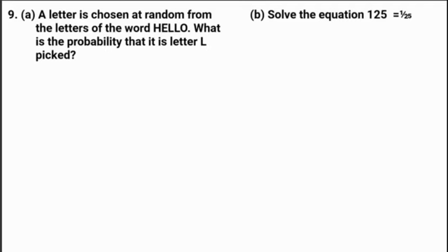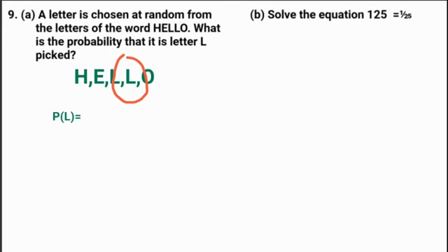So what we're going to do is rewrite this word. Now we won't write it as an entire word, we're going to write it as letters. So we're going to write it like this. As you can see, the word hello has got 5 letters. Now we are asked to find the probability of picking letter L. So from these letters we're going to identify the number of L's in this word. As you can see, the word hello has got these letters which are L.